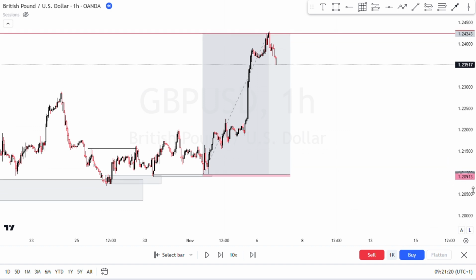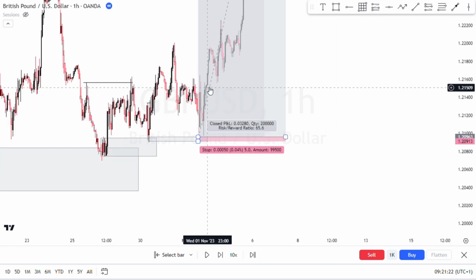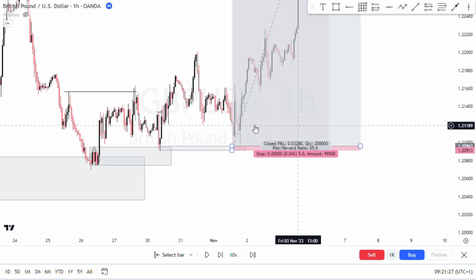Let me show you guys something. You can see that when price tapped into our entry, price did what? Price came all the way down to do what? Let me show you what price came to do.